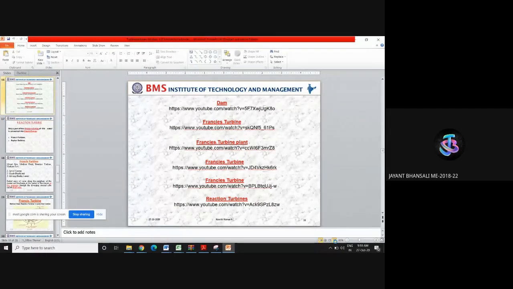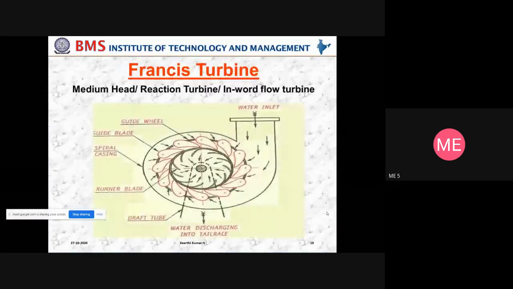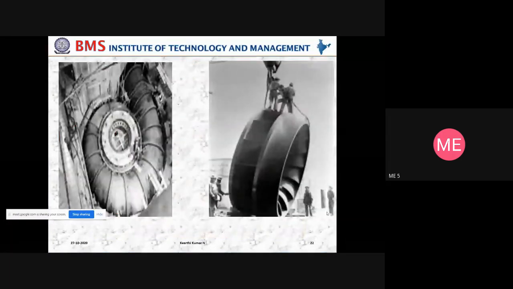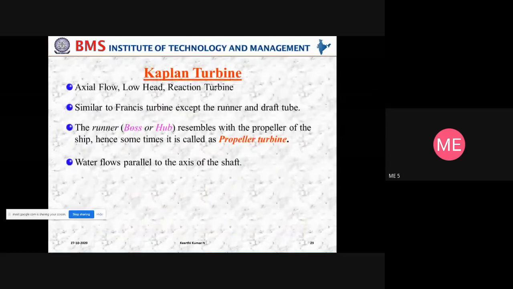Yes, sir. Okay. Shall I go to the next heading, that is the Kaplan turbine? Within a few minutes, I'll complete the Kaplan turbine. This is the major point for the Kaplan turbine, and you should remember this: it is an axial flow, low head reaction turbine. Coming to the Francis, it is a mixed flow, medium head reaction turbine.